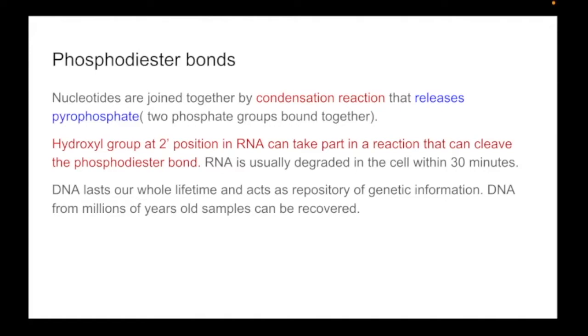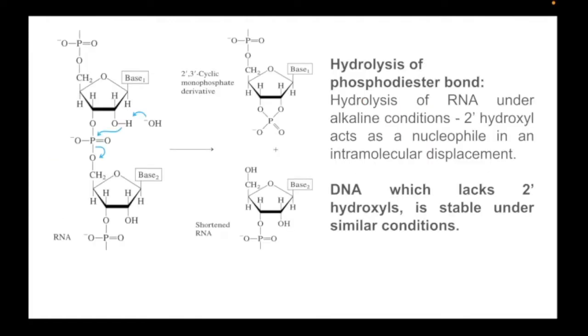So RNA is a very unstable molecule and it can degrade in the cell within 30 minutes. DNA, which does not have a hydroxyl group at the 2' carbon position in the pentose sugar, is a stable molecule. It exists during our lifetime. It acts as a repository of genetic information, and from millions of years old samples, DNA can be extracted.